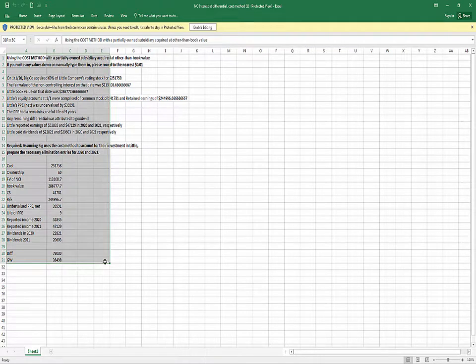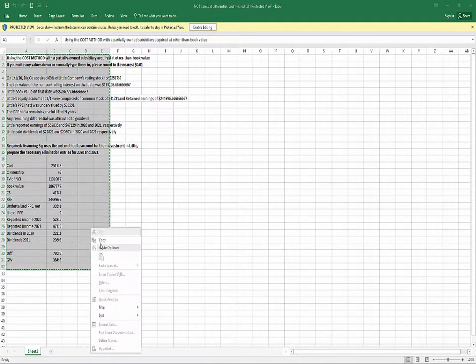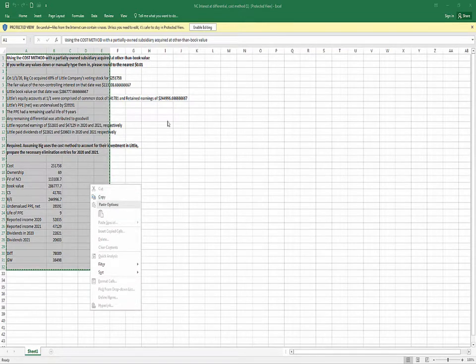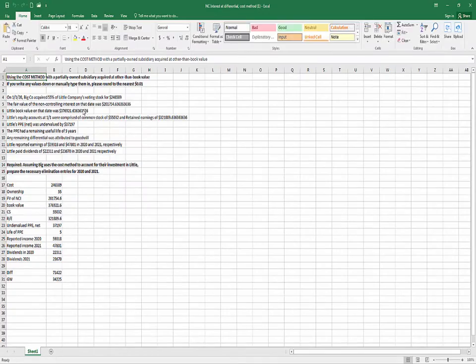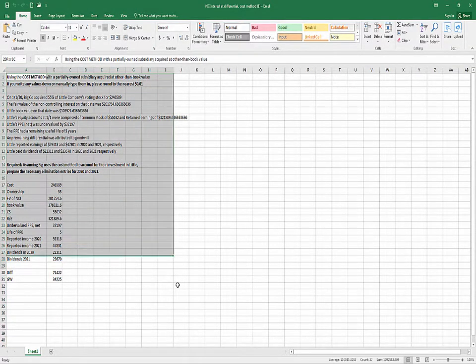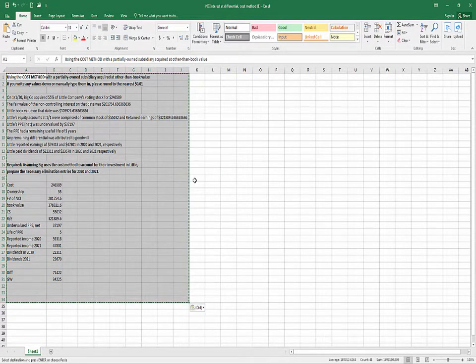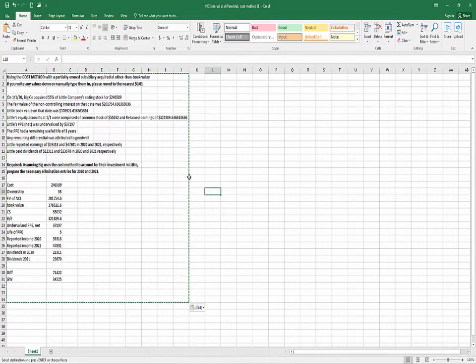We need to copy and paste as values. And maybe a little editing would help. There we go. Okay, and for some reason, occasionally I get this sort of wonky cursor, but we'll see what I can do.